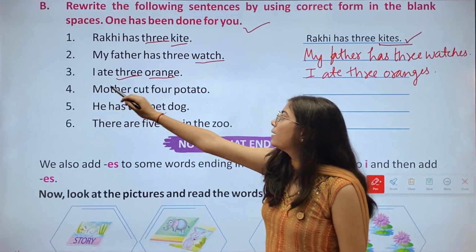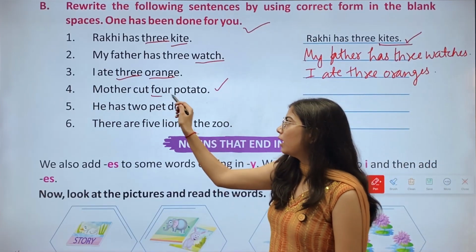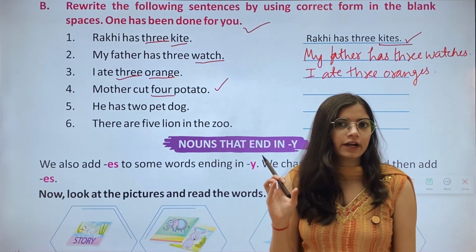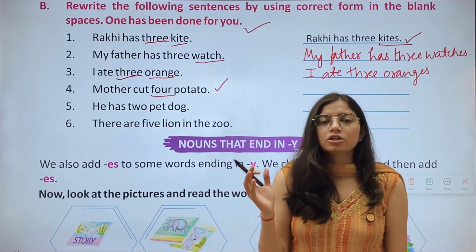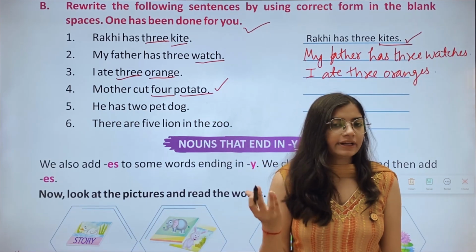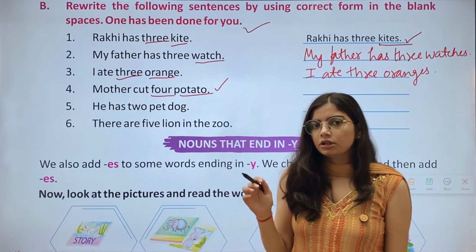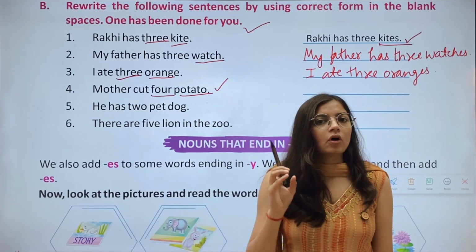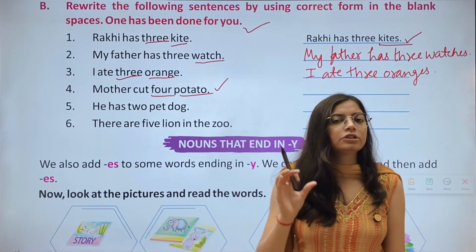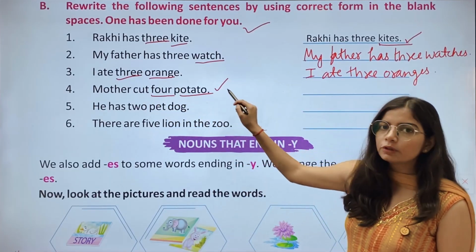Then fourth, mother cut four potato. Now again we have four, which means we are talking about more than one. So this word needs to be plural but it is given singular. So we need to convert it to plural. So here we'll write potatoes. So the correct sentence is mother cut four potatoes.